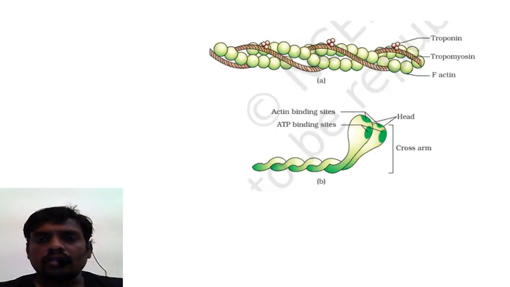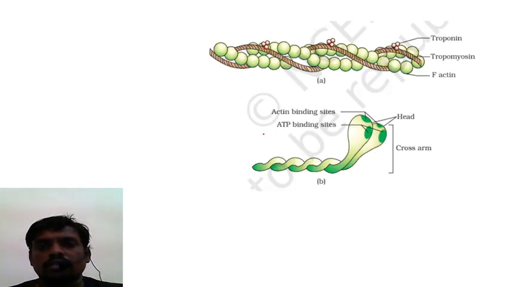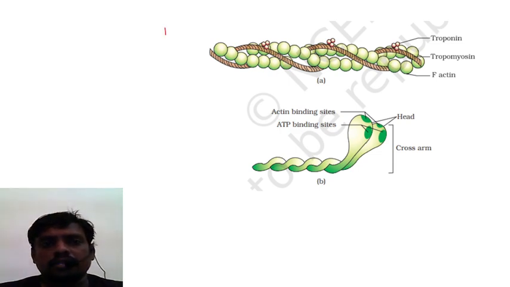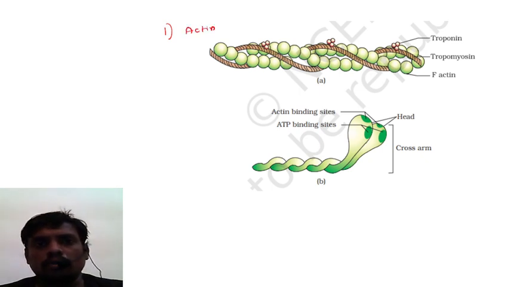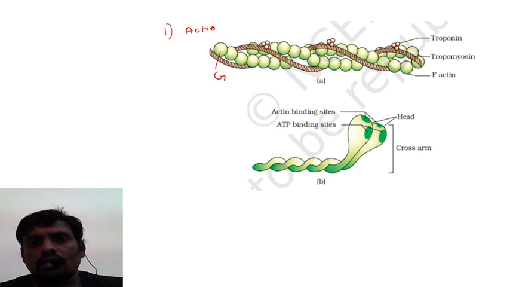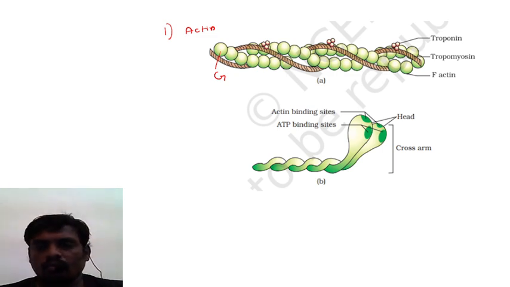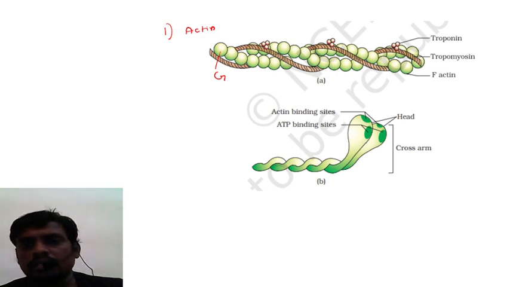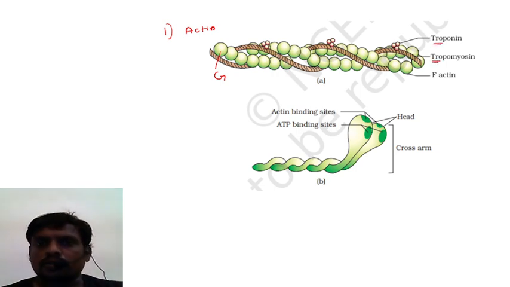Now finally, here are the diagrams for actin. This is the thin protein actin, made up of globular subunits, and these are helically wound around each other on the surface of actin. At regular intervals, troponin is present on the surface of tropomyosin.